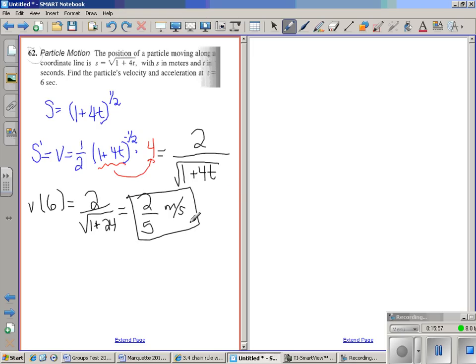to exactly what you're finding. So you're finding the velocity. The velocity is given by meters per second because of the data they gave you in the problem.